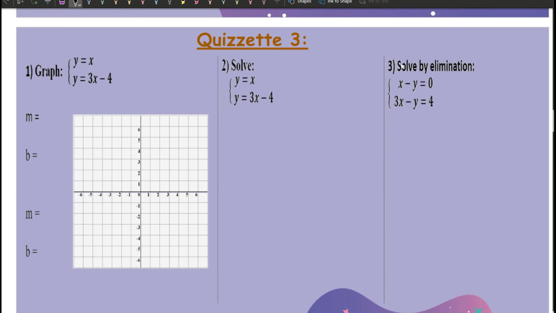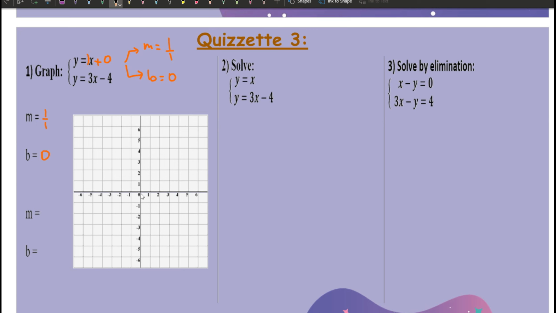Okay, number 1, graph y equal to x and y equal to 3x minus 4. So first you need to find the slope and y-intercept of each equation. Y equal to x plus, if there's no number after x, it's going to be 0. And if you see an x, you have to have at least one x to be able to see the x there. So your slope is 1 over 1, and your y-intercept, or your b, is 0. Slope is 1 over 1, b is 0.